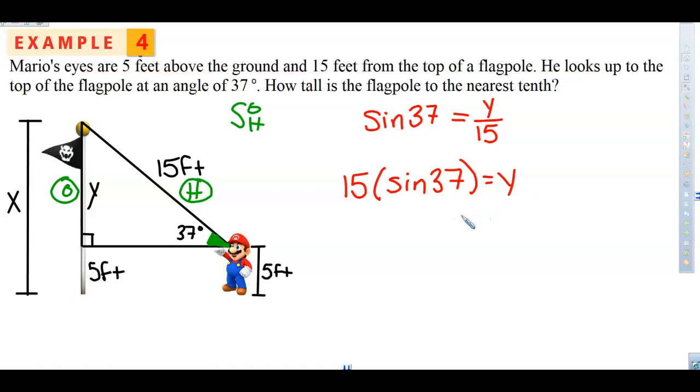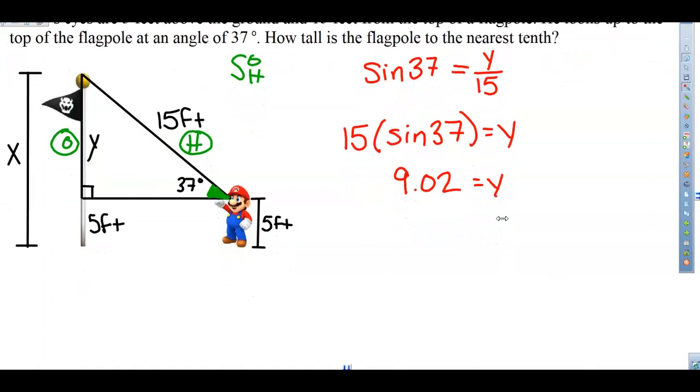Now, we want to round to the nearest tenth, but I'm not at the end of my problem yet. Anytime you're in the middle of a problem, you always want to leave your number at least a little bit longer, so that you don't end up accidentally rounding something too soon. So this is going to give me 9.02 for my y.